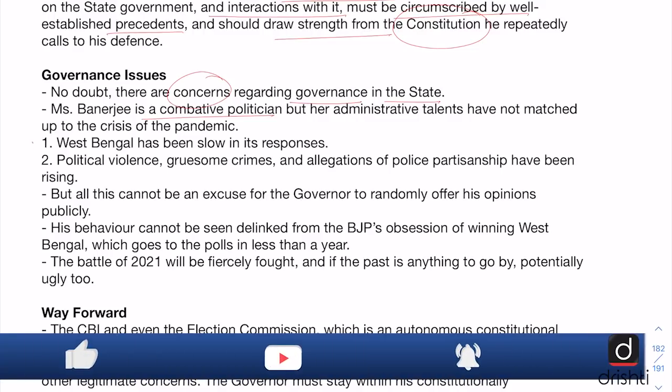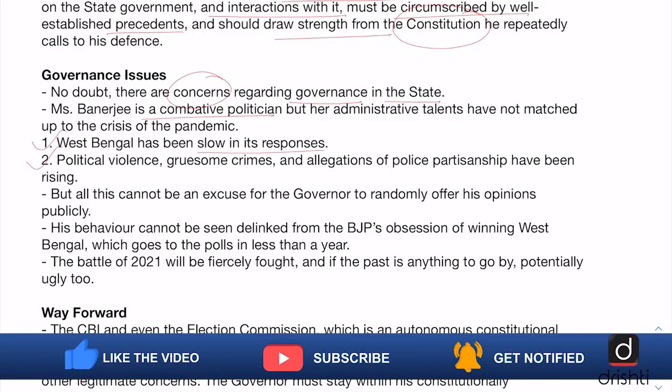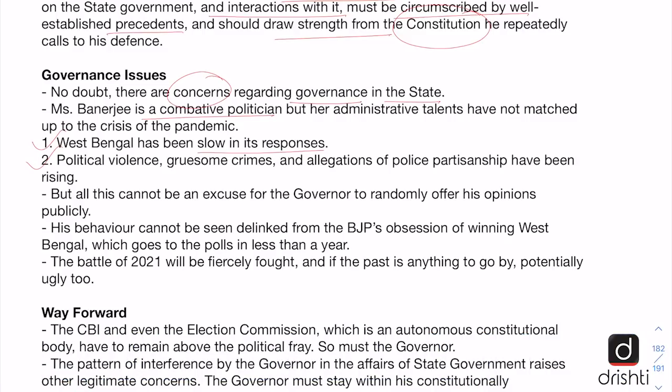First of all, West Bengal has been slow in its response to the pandemic. Secondly, the political violence, gruesome crimes, and allegations of police partisanship have been rising in the state. And obviously, the governor has a duty as the constitutional head of the state to raise these issues with the state government. But the manner in which these need to be done and the protocols which need to be followed have not been seen in West Bengal.